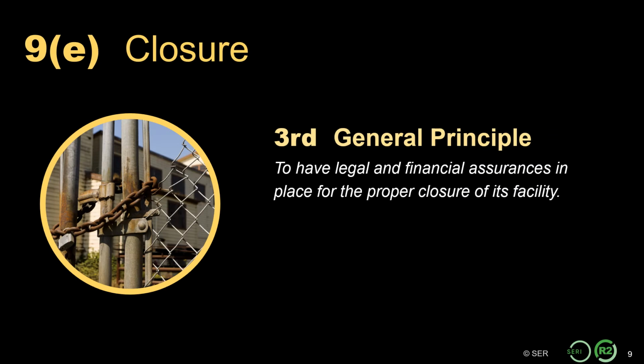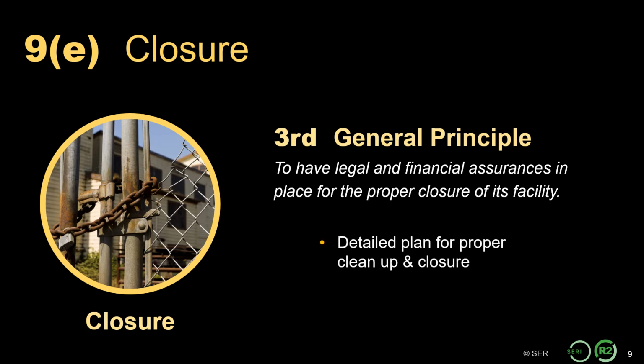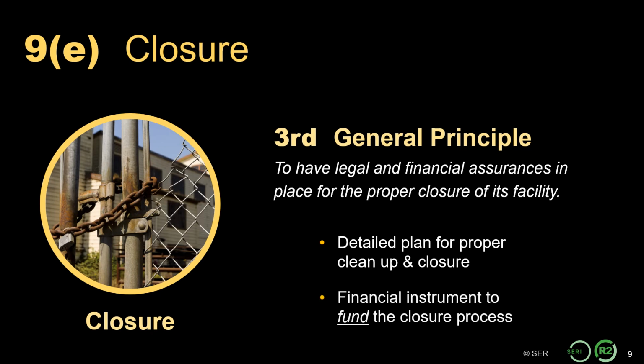The third general principle in Core 9 is for an R2 facility to have legal and financial assurances in place for the proper closure of its facility. To support this general principle, Core 9E requires facilities to develop a detailed closure plan for the proper cleanup and closure of a facility in the event of abandonment. Facilities are also required to secure a financial instrument to fund the closure process.